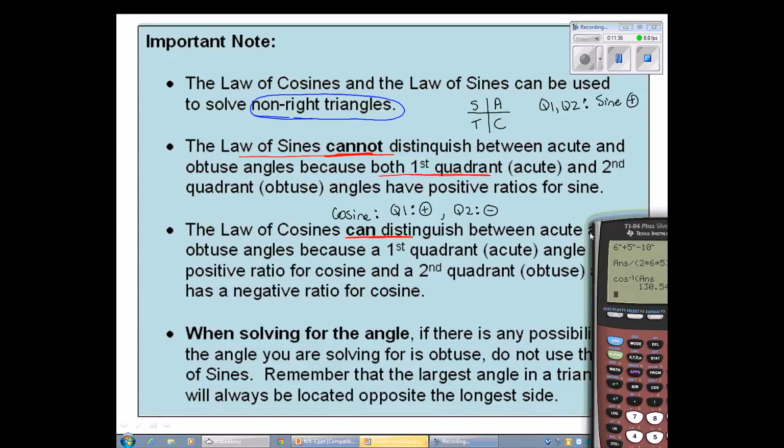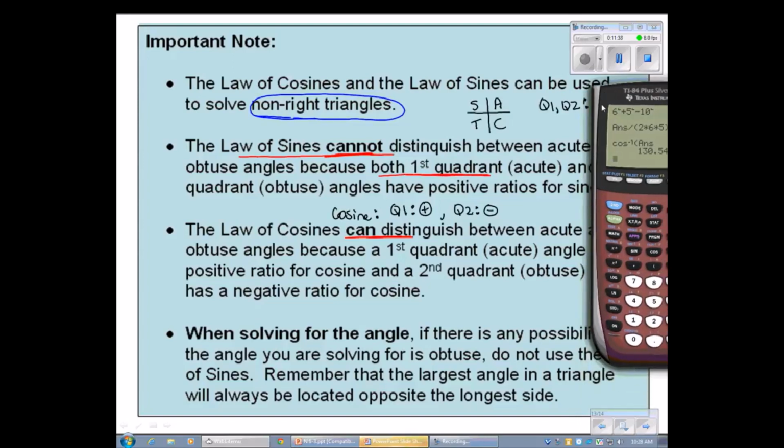So what does that mean for us? Well, this final bullet is the biggie. When you're solving for the angle, if there's any possibility that you're looking for an obtuse angle, you cannot use the law of sines.